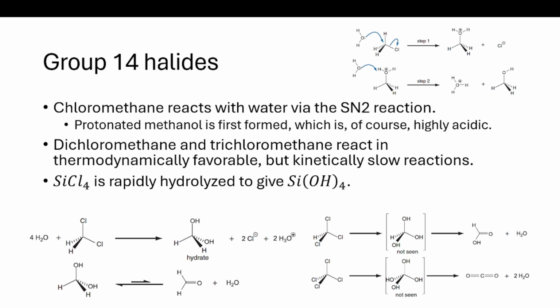Now, when we look at other compounds such as dichloromethane and trichloromethane, they are also going to react in similar reactions, which are thermodynamically favorable, but they're kinetically slow. And so that leads into that thermodynamic versus kinetic stability concept that I talked about at the start of this slideshow. Anyways, going on about group 14 halides, something such as silicon tetrachloride can rapidly be hydrolyzed to give Si(OH)4.